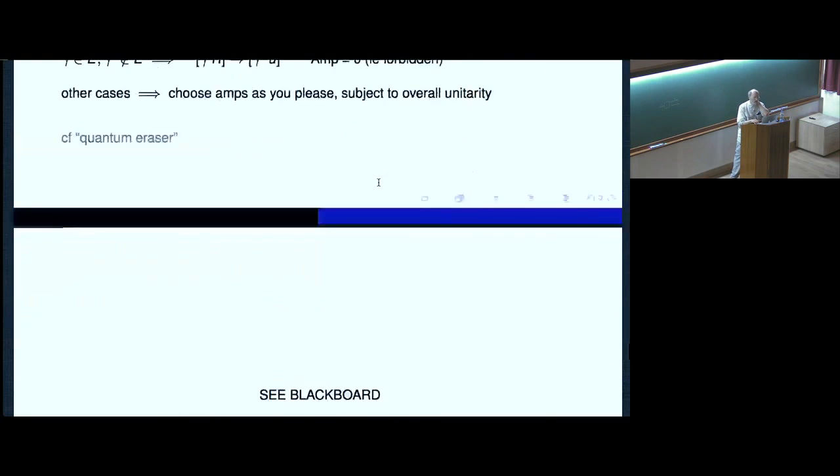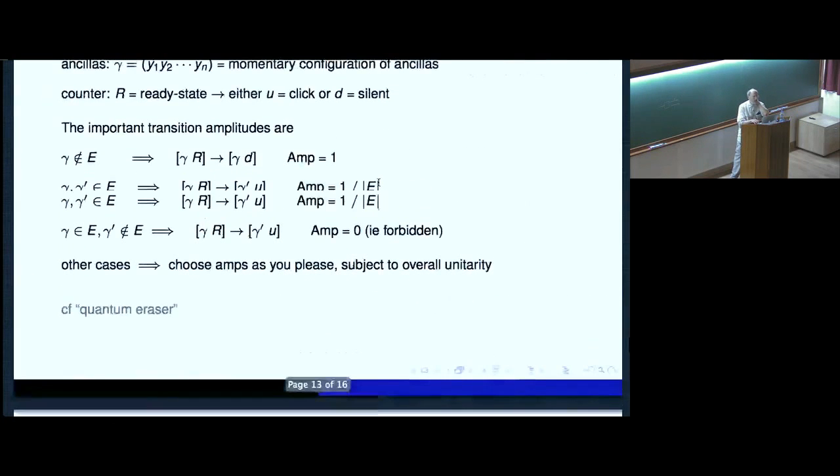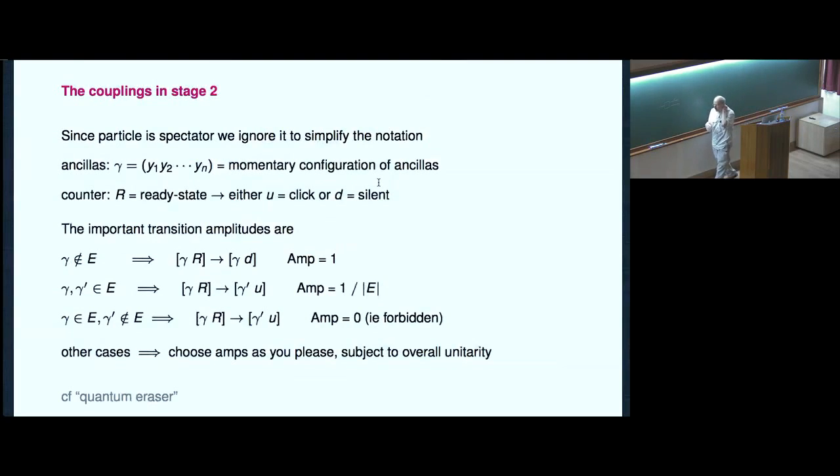What I have to do now to flesh this out is just to describe to you what happens in these 2 stages, stage 1, stage 2. Stage 1 I just described for you. Stage 3 is trivial and we don't have to worry about it, just detecting which beam the counter emerged in. The counter looks just like this, for those who can see it. The counter looks the same. Just to distinguish it from the other ancillas, I gave it a capital R for the ready state instead of a small r.